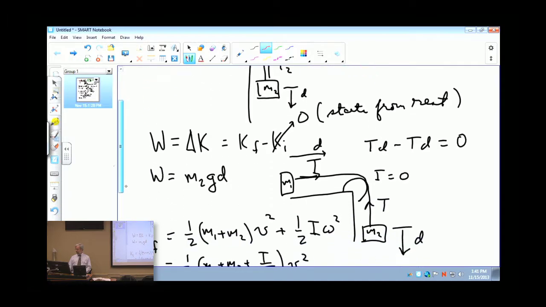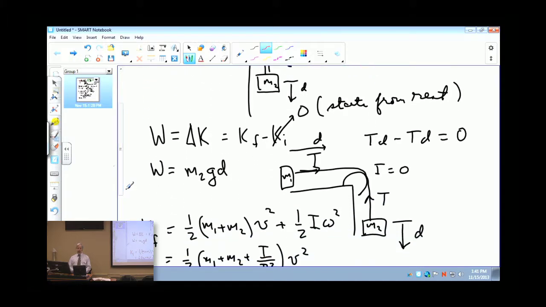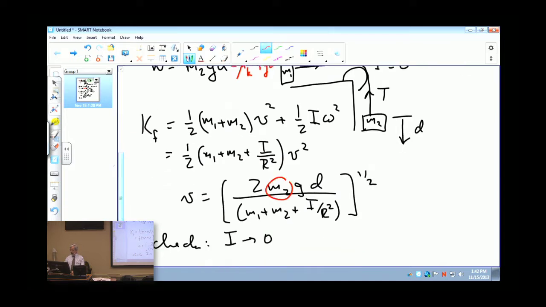Well, how would that change this? Then for the work done, you have to subtract out the work done by kinetic friction, and that will slow the mass down, and at the end it has less velocity. So if you were going to do that, it would be mu_k times N, which is m1 g, times the distance. So where there's an m2 here, we would replace that by m2 minus mu_k m1.